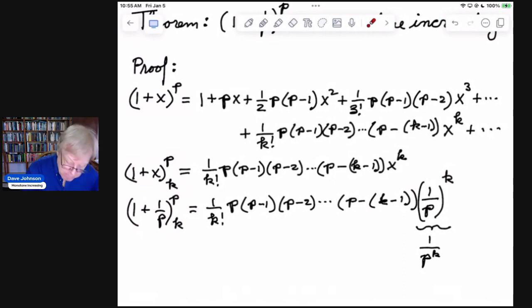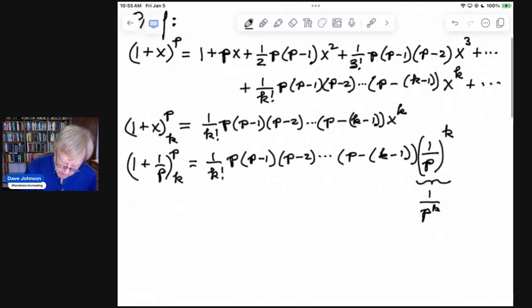that I could divide every one of those factors by p. And if we do that, p divided by p is 1. P minus 1 divided by p is going to be 1 minus 1 over p, and so on. So let me write those down. And let me just carry my left side with me.